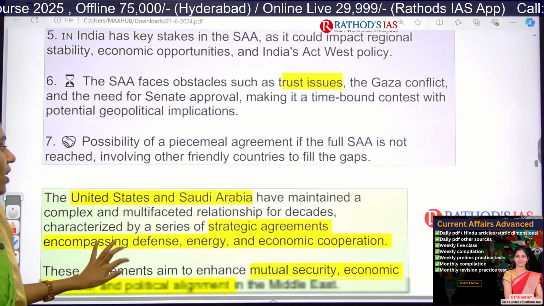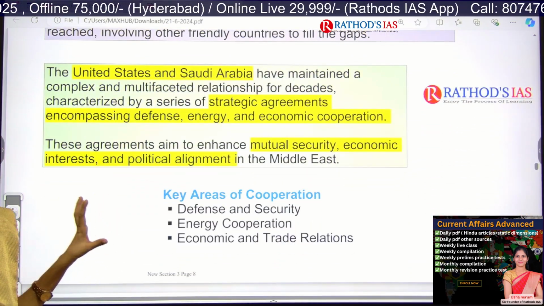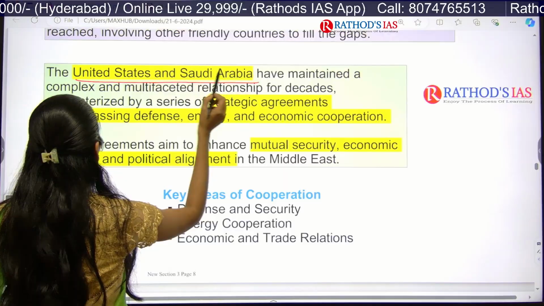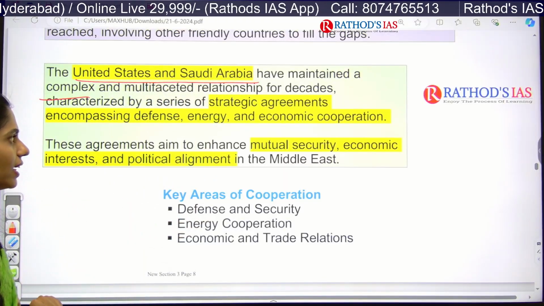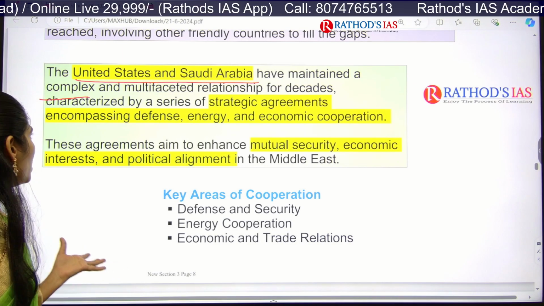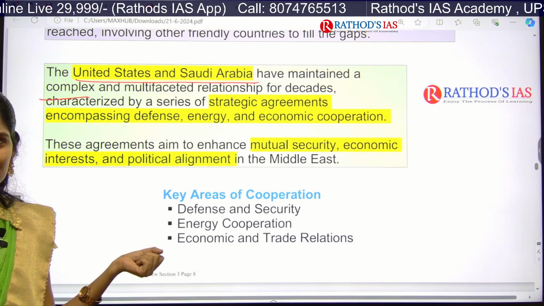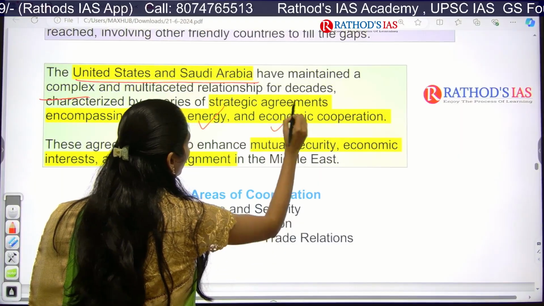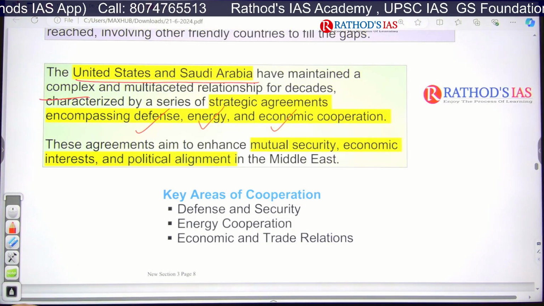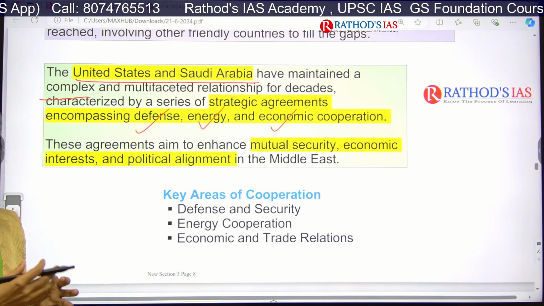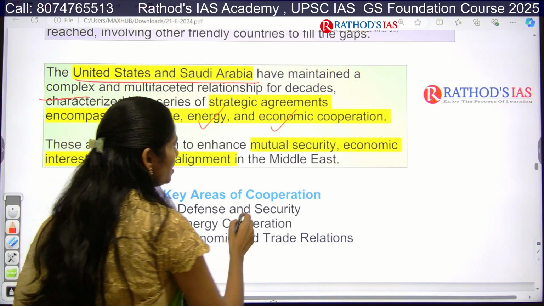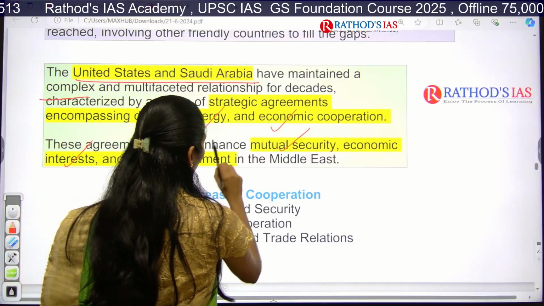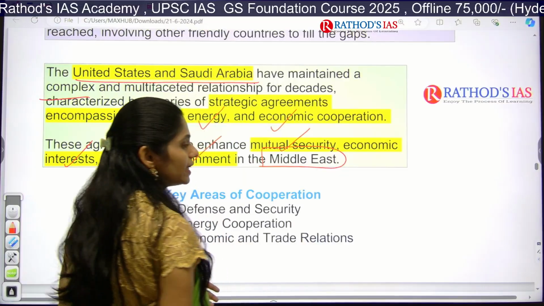Okay. Now let us see some basic facts regarding what this agreement is all about. The US and Saudi Arabia have maintained a complex and multifaceted relationship for decades. Now they are coming up with strategic agreements for what? For improving defense, for improving energy, and for proper economic cooperation between these countries. They are also coming up with this type of agreement to enhance defense, security, economic interest and political alignment with the Middle East countries.